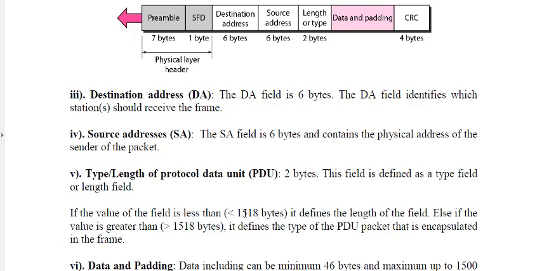If it is less than 1518, it defines the length. If it is greater than 1518, then it defines the type. So that is how the type or length comes into the picture. You got it? Less than 1518 it denotes the length, more than 1518 it denotes the type. And of course, for the type we have other subfields which we look into later. So that is about these things.